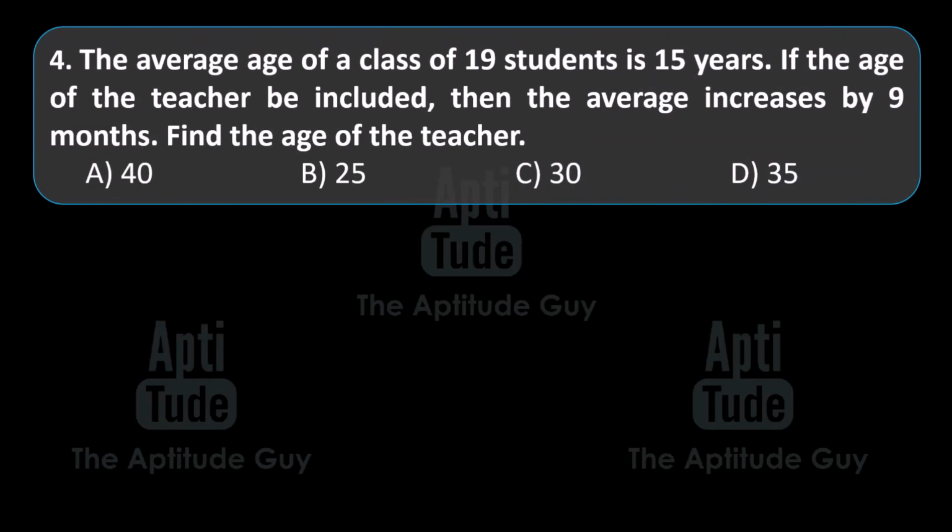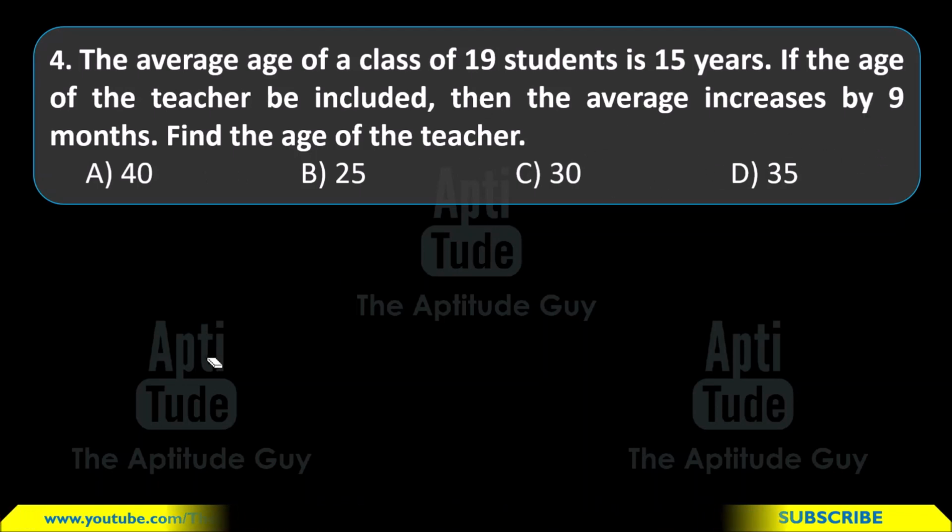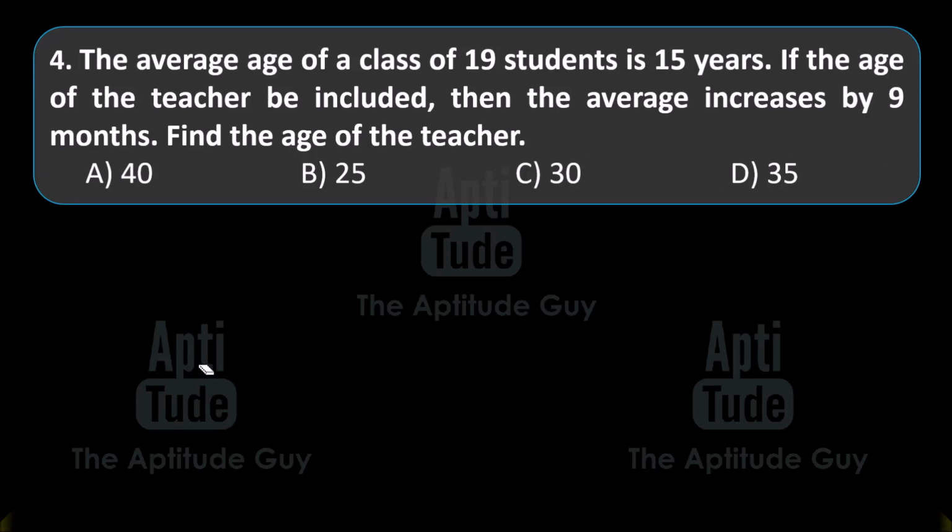Question number 4, pause the video, try to solve it, and then come back. Alright, let's do it. Average age of a class of 19 students is 15 years. If the age of the teacher be included, then the average increases by 9 months. Of course, the teacher is older than the students, so the average age of the class will definitely increase. Let's solve this also using both the methods.